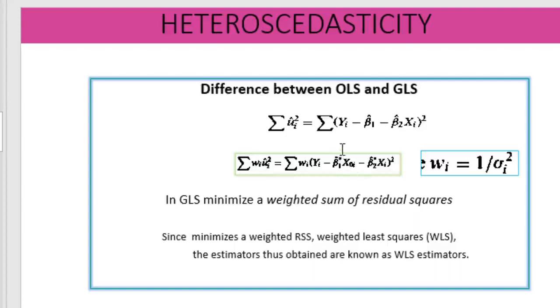And since we minimize the weighted residual sum of squares, the estimators thus obtained are known as weighted least squares estimators. That is the difference. In OLS we minimize the residual sum of squares. Here we minimize the weighted residual sum of squares, and therefore the estimates are known as weighted least squares estimators. This is about the GLS method.